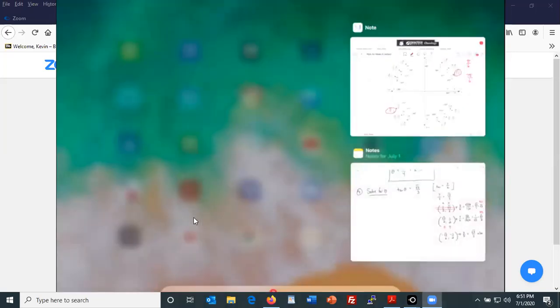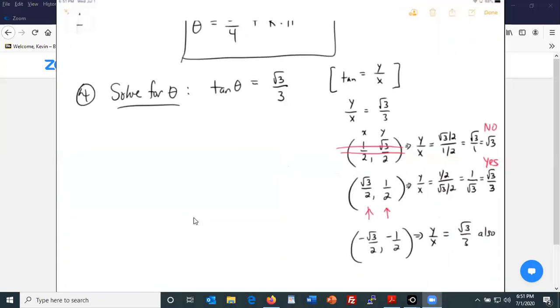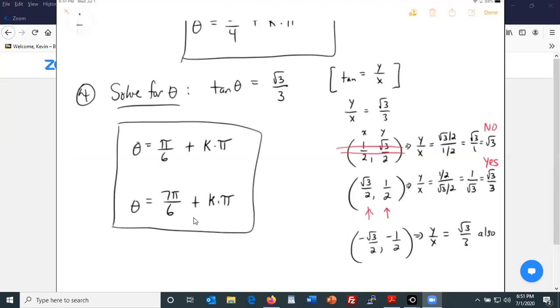Okay, so let me go back to my notes. So it's pi over 6 and the 7 pi over 6. And then don't forget, for the general solution, we have to add k times pi because it's tangent. So these would be my general solutions for that problem there.